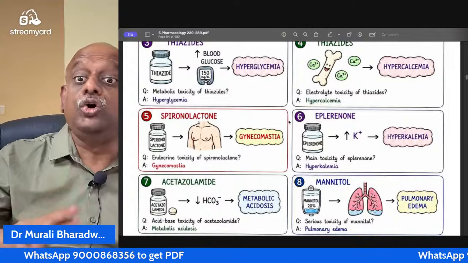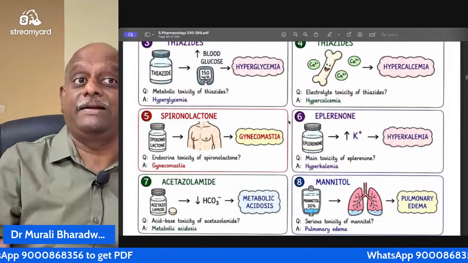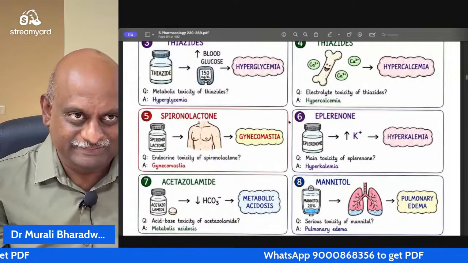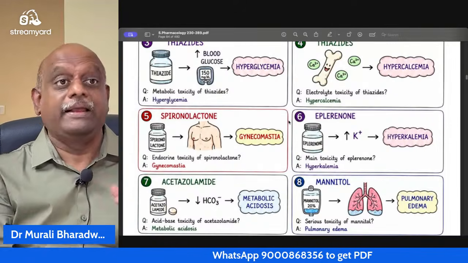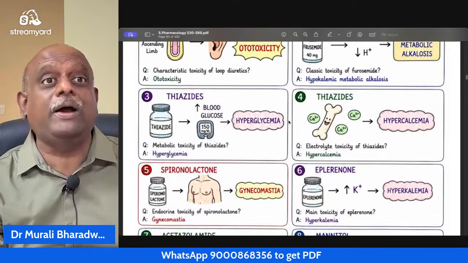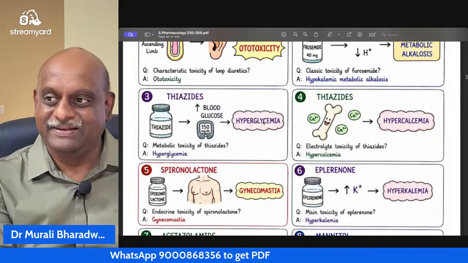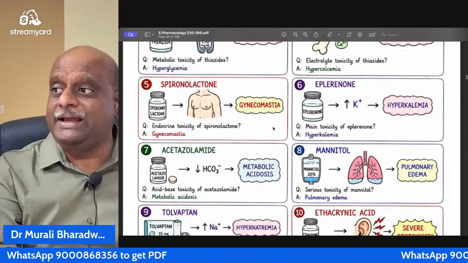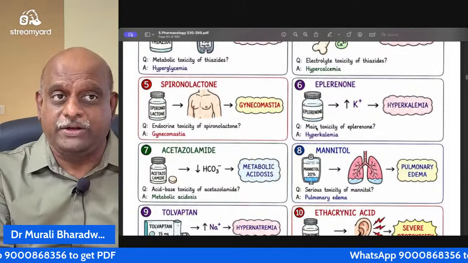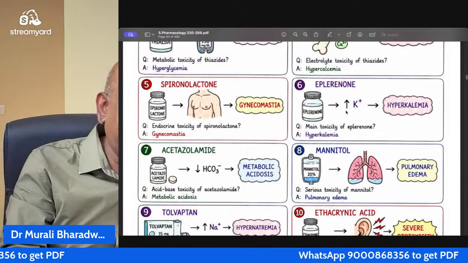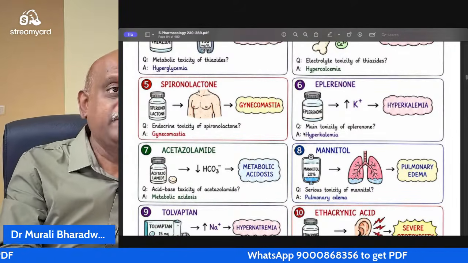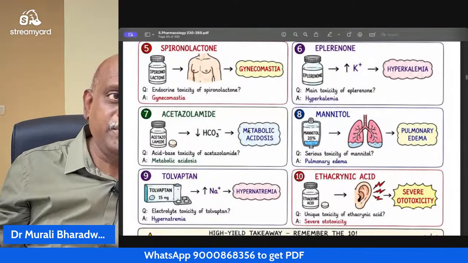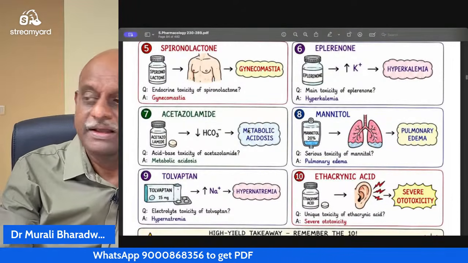So remember, loop diuretics lose calcium. Thiazide diuretics retain calcium as a rule. So, if the retention is too much, that leads to hypercalcemia. Spironolactone can lead to gynecomastia. Eplerenone is a potassium-sparing diuretic, leading to hyperkalemia. Acetazolamide leads to bicarbonaturia and metabolic acidosis.